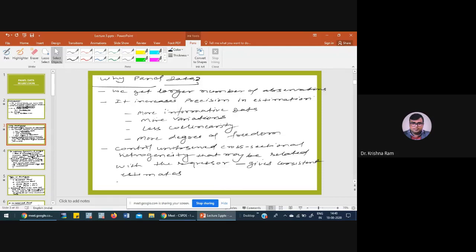So first we will get more informative data, of course, because you are having a larger number of observations. Since you are having a larger number of observations, the data set has more variability. And more variability causes less collinearity. And again, more data, a larger number of observations, causes a larger degree of freedom.